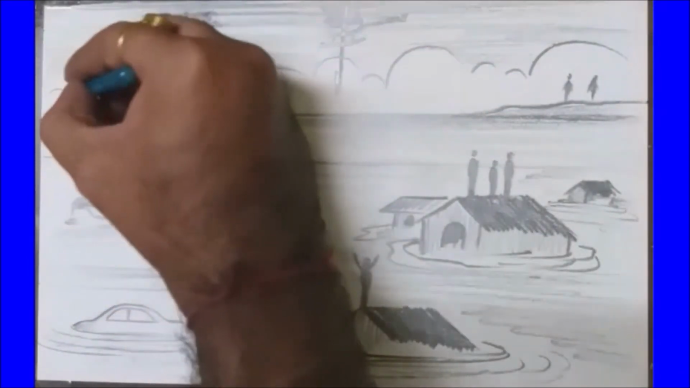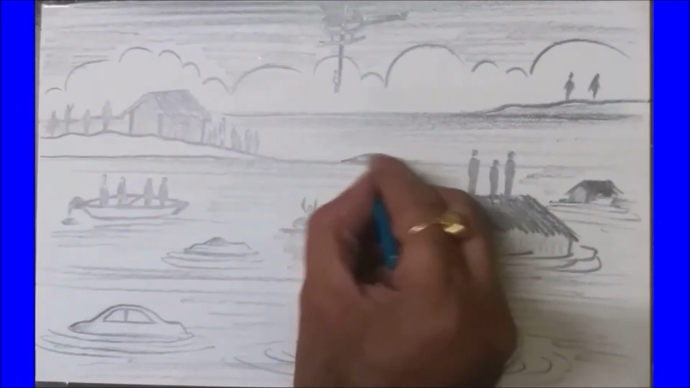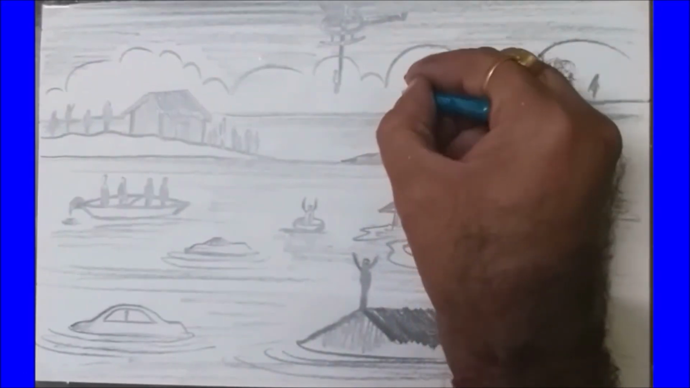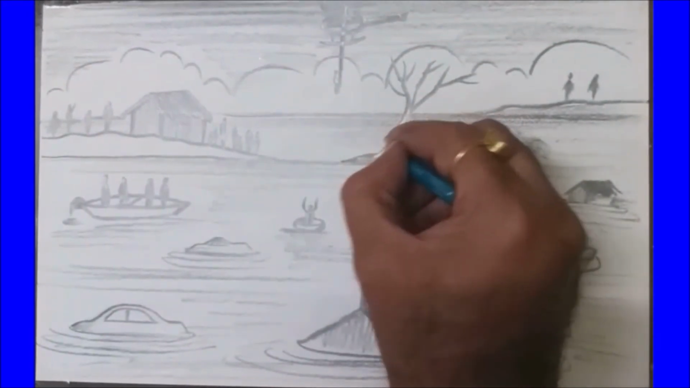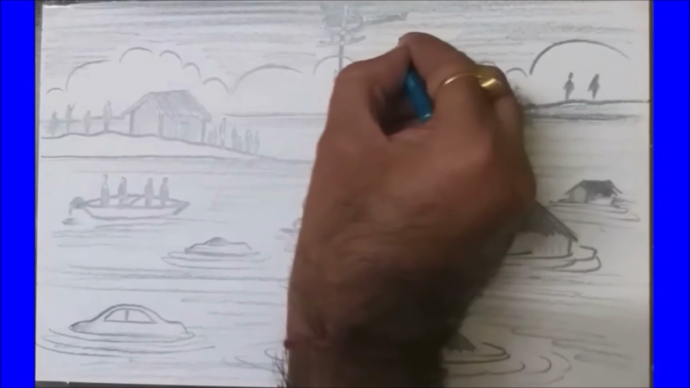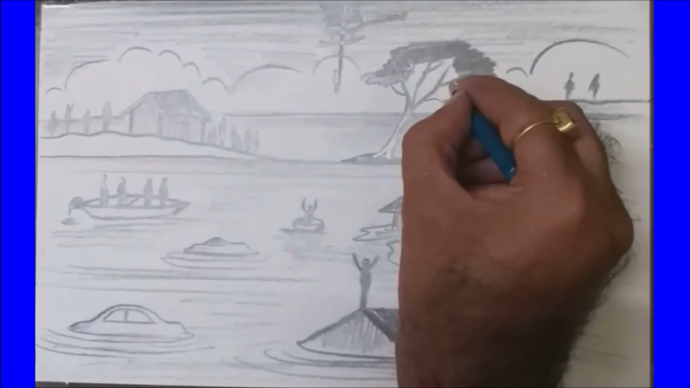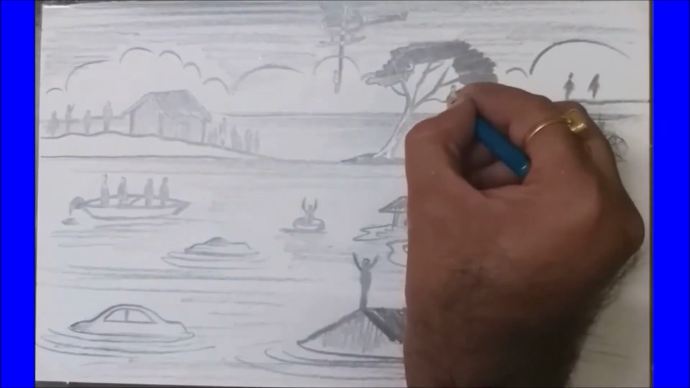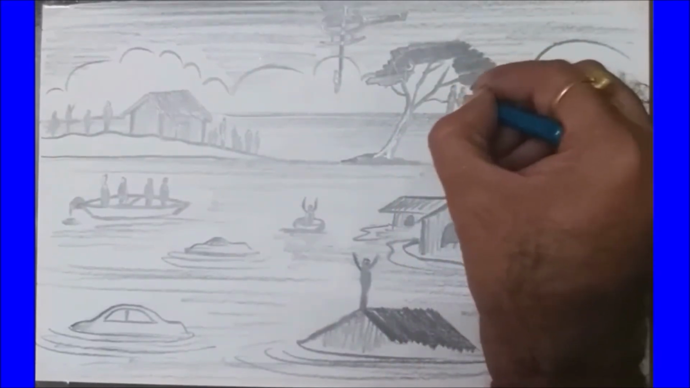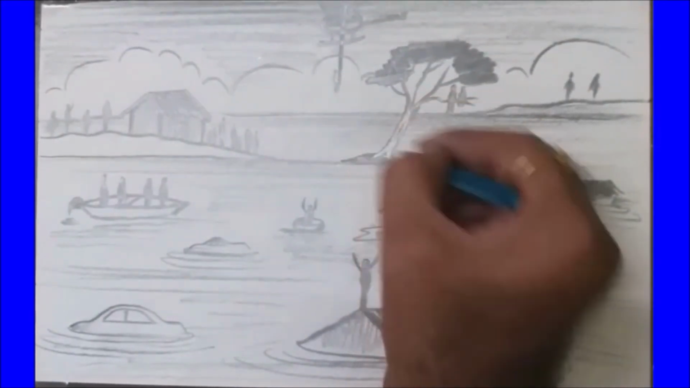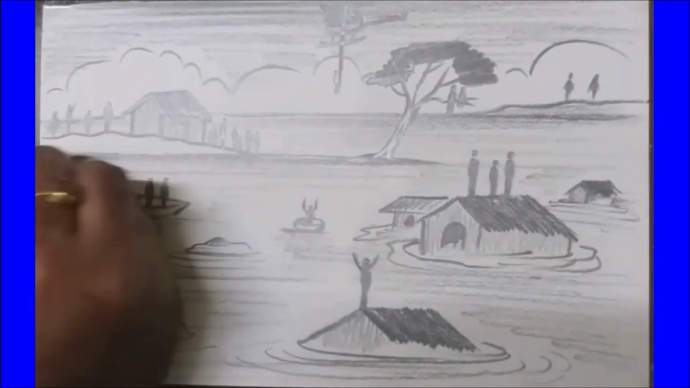I'm going to make one land here, one tree. A few people are taking the help of a tree to rescue themselves, sitting on a branch, waiting for a rescue. A few dark tones on the land.